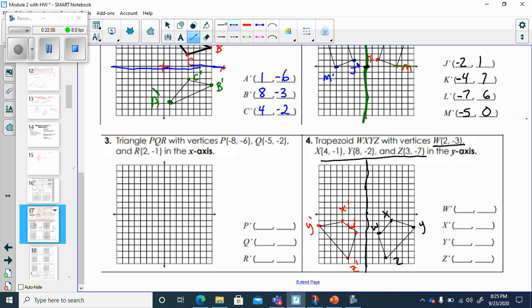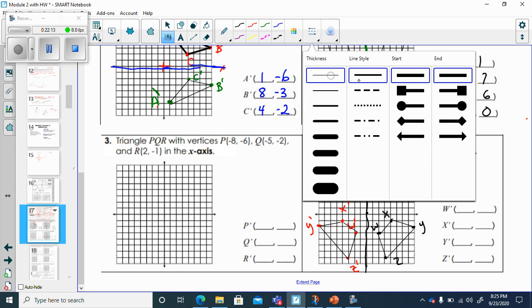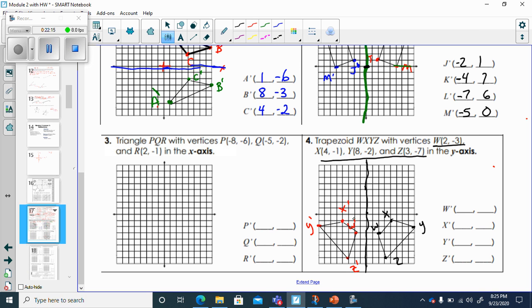Now, let's figure out what the coordinates were for those points, for the new vertices. W prime, let's see, here's our point, there's our origin. W prime would be at -2, -3. Now, if it started at 2, -3, all we're doing is changing the sign on this x.